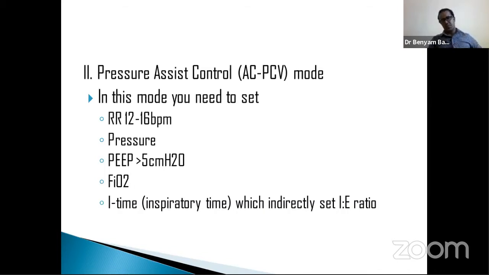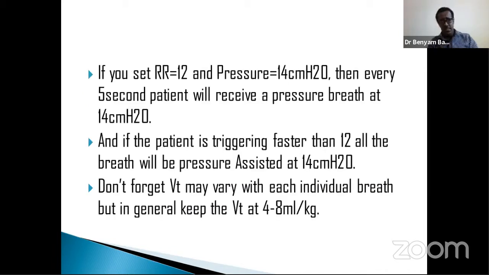So what pressure should we put? Physiologically, pressure should be set at 8 centimeters of water and above. After setting 8 and above, we need to take the estimated or predicted tidal volume and increase the pressure to achieve this tidal volume. So let's say the respiratory rate is set to 12 and the pressure set to 14 centimeters of water. Then if the patient is not triggering or is not initiating a breath, he will receive 14 centimeters of water pressure every 5 seconds.